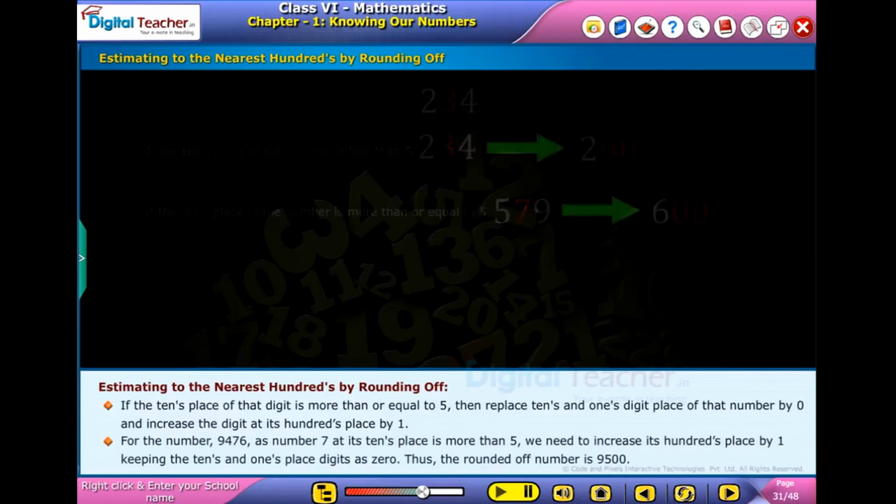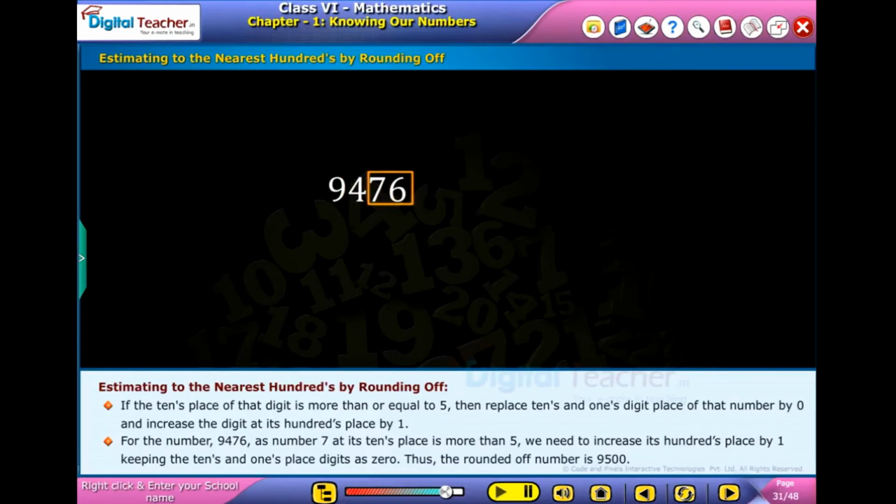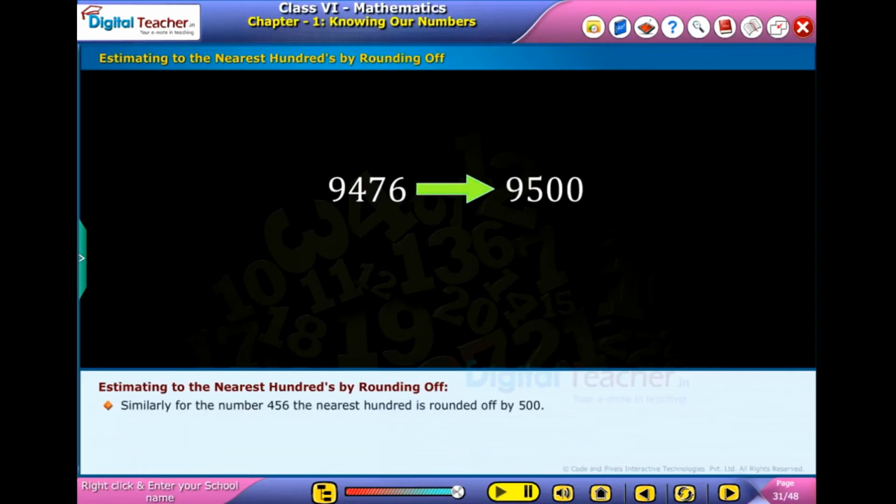For the number 9476, as number 7 at its tens place is more than 5, we need to increase its hundreds place by 1, keeping the tens and ones place digits as 0. Thus, the rounded off number is 9500. Similarly, for the number 456, the nearest hundred is rounded off to 500.